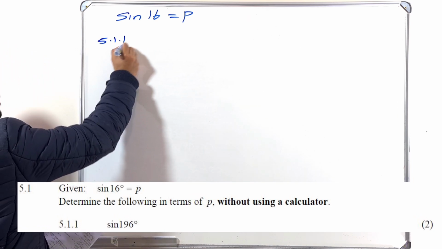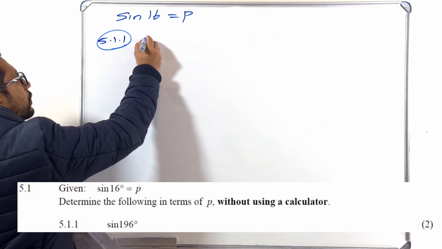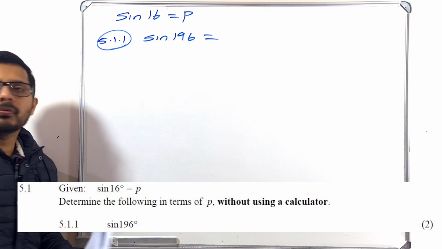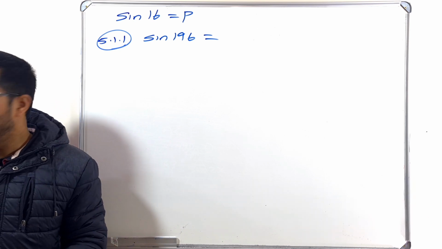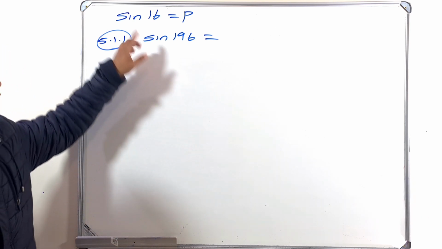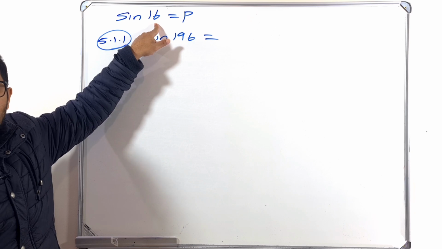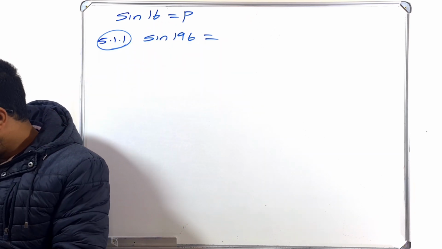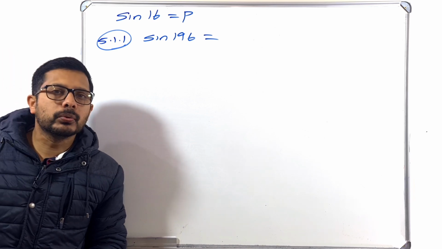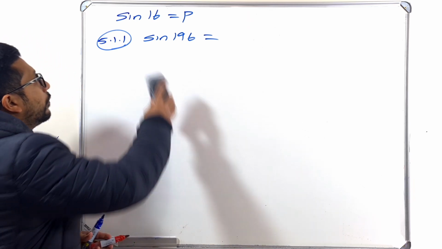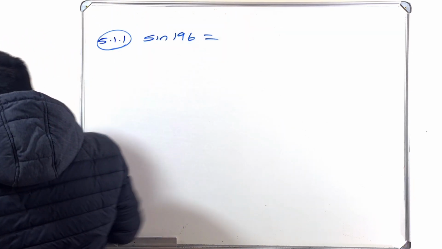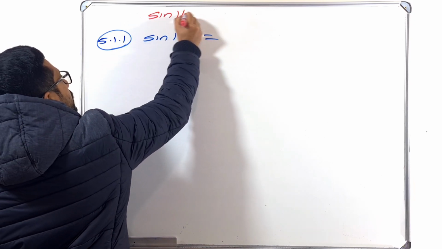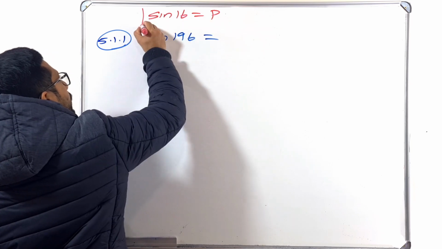What is the first question? 5.1.1: sine of 196. So first of all, we know only sine 16. Sine 16 is P, am I right? We know only sine 16, that is P, and we have to write this one in terms of P. So let me write this one with a red pen. It is given that sine 16 is equal to P. This is what we know.